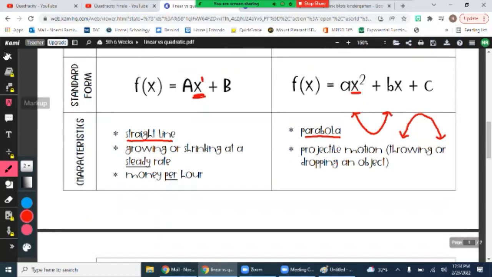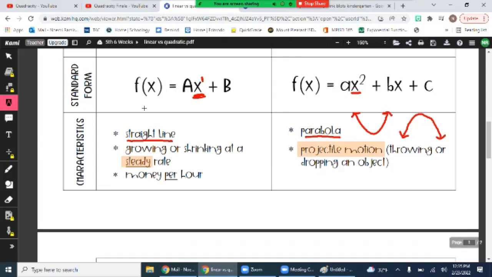No, it's just not pronounced correctly. Now, you achieve a straight line by increasing or decreasing, growing or shrinking, at a steady rate. You're going to earn $8 an hour or you're going to lose $8 every hour. Same rate. Now, in a word problem, for a quadratic function, they'll use the word projectile motion, an object in motion, throwing or dropping an object.